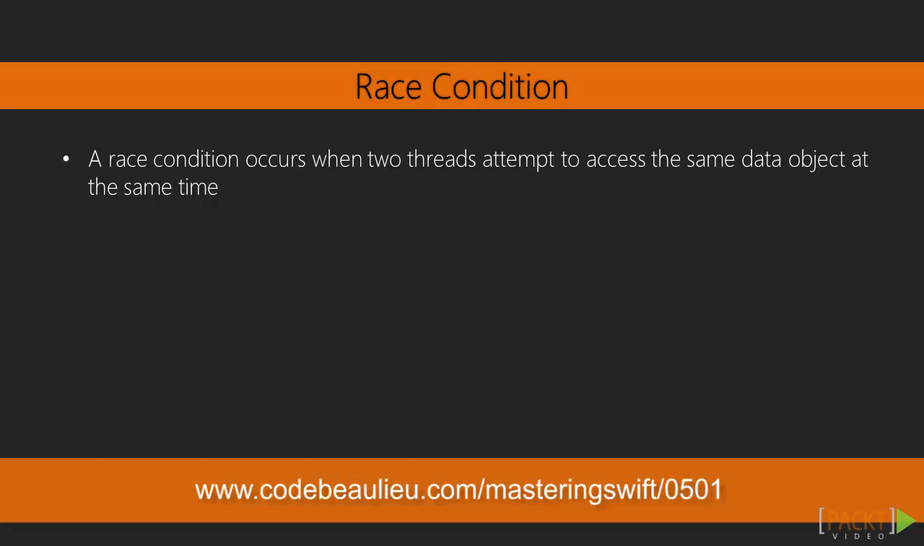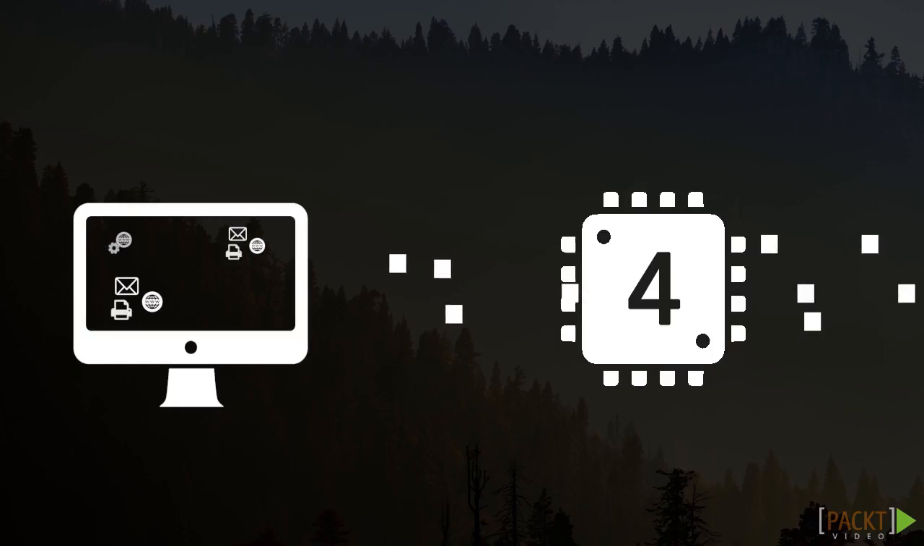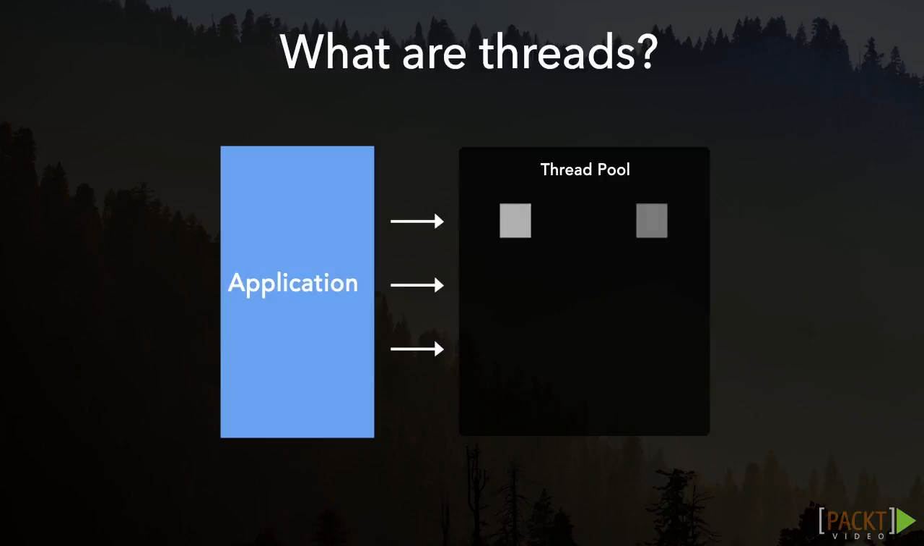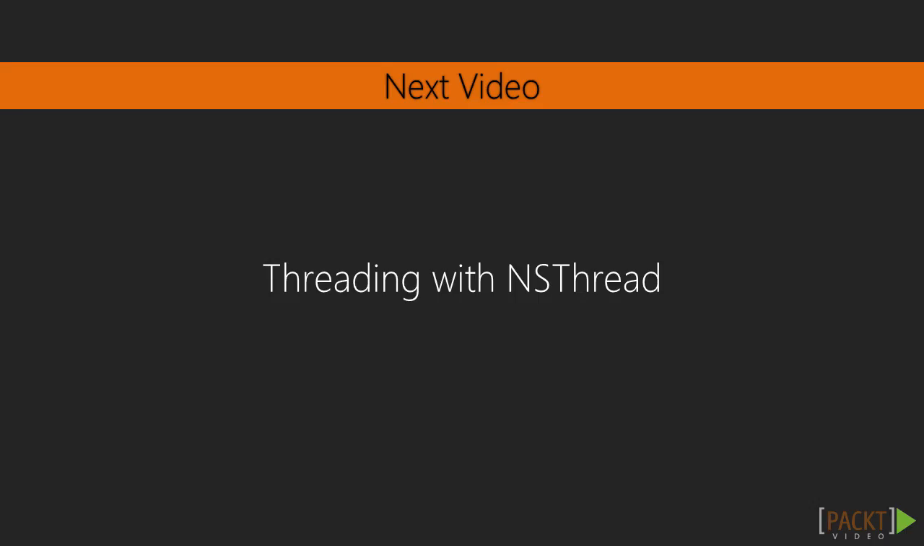For more general information on concurrency, make sure to see this video's resource page, where I'll share some more insights and links to external resources. In this video, we saw how modern parallelism came to be and learned a bit about threads. In the next video, we'll continue our conversation about threads with an example using NSThread.